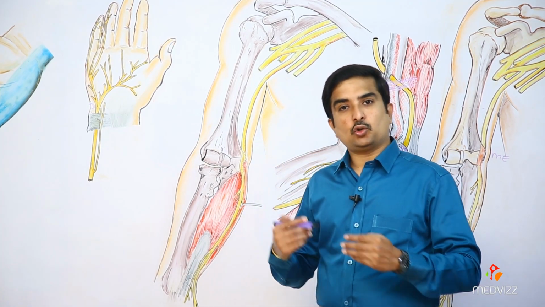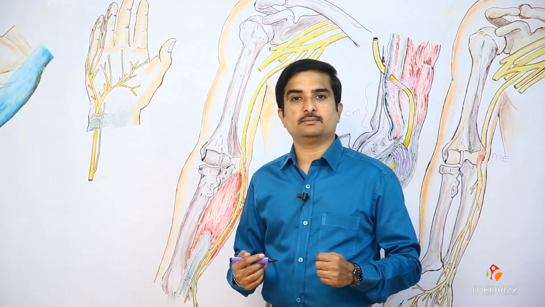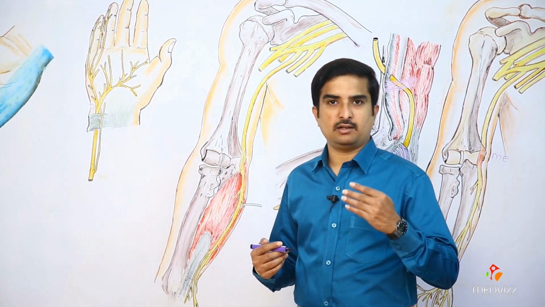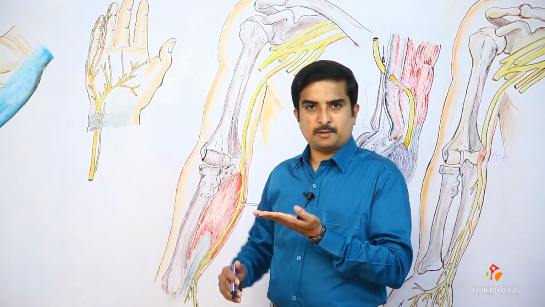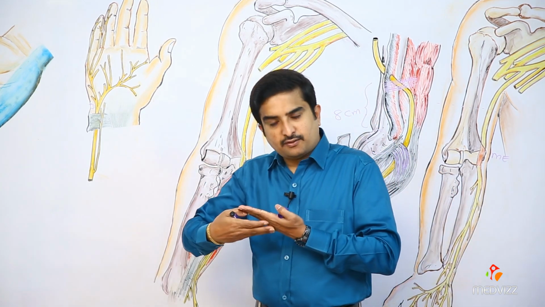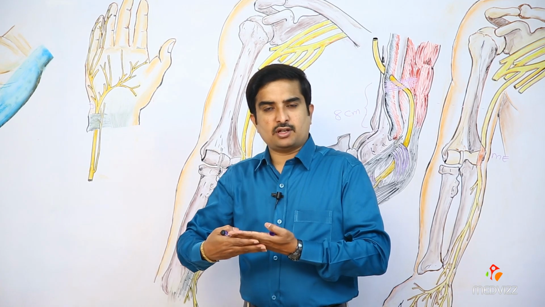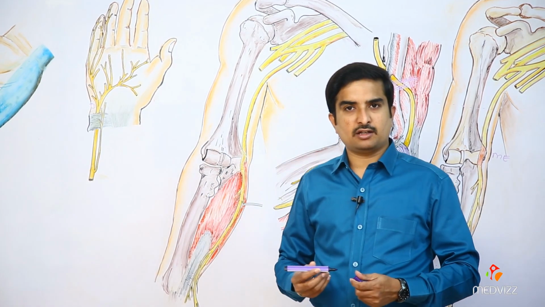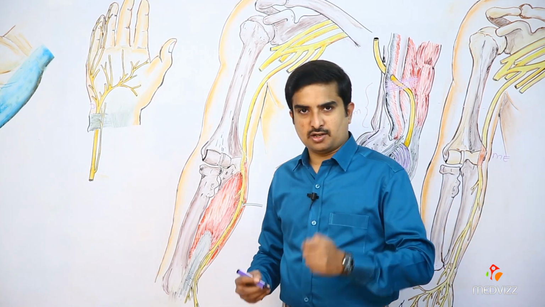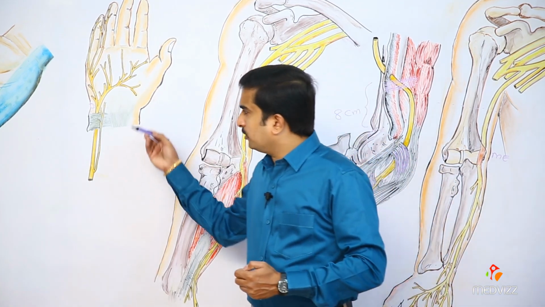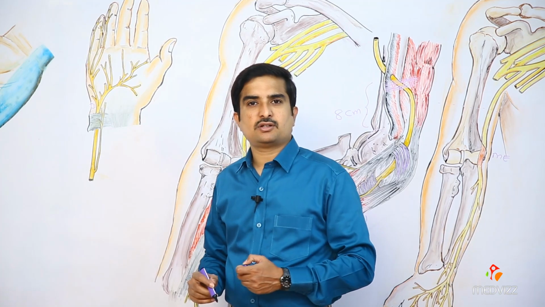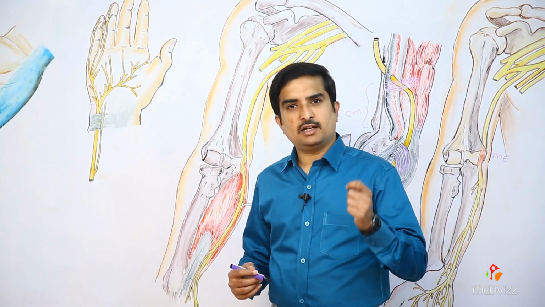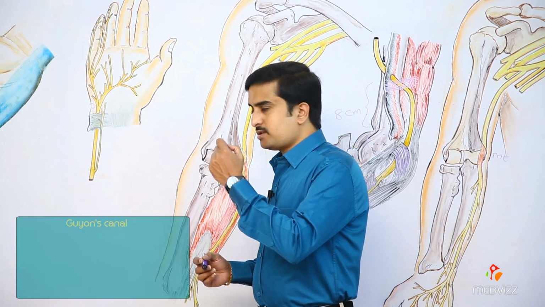Not only superficial to the flexor retinaculum, it also lies superficial to the transverse carpal ligament. So there is a transverse carpal ligament and also flexor retinaculum. So above the flexor retinaculum, above the transverse carpal ligament, you can find the ulnar nerve along with the ulnar artery. So here, above the transverse carpal ligament and superficial to the flexor retinaculum, the nerve enters into the Guyon's canal.